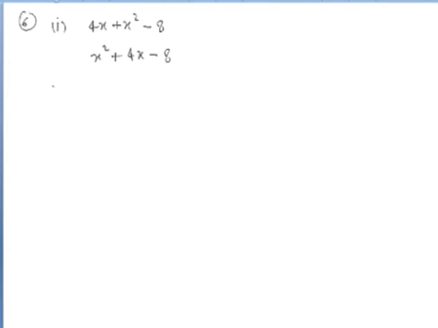Now the second question, 8x square minus 3x to the power 4 minus 12 plus 6x cube. Okay, so the highest power is 4, so this term will come first: minus 3x to the power 4. Then plus 6x cube, then plus 8x square, then minus 12. Okay.